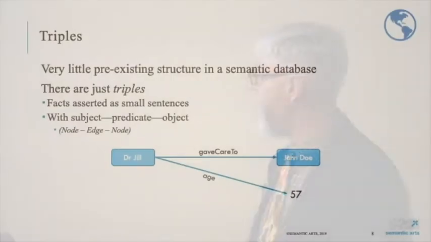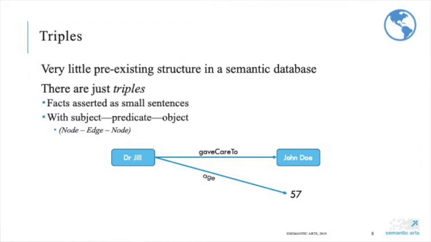Very little pre-existing structure, triples, that's all you got. Facts asserted as small sentences, right? So Dr. Jill gave care to John Doe. Anybody find that confusing? It's just a simple fragment of information, and we can look at it and say, yeah, that's likely to be true. We can say also that, and I don't know why we're keeping track of the age of the doctor. That seems maybe a little incorrect here. But we've identified information. So carrying it forward, we're building graphs.